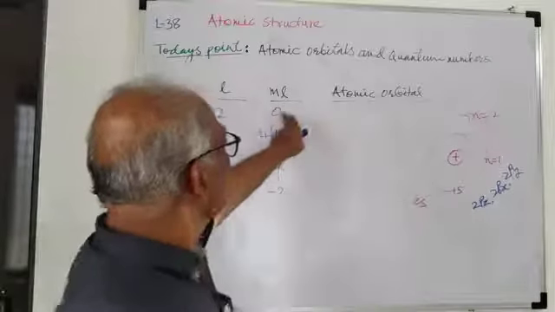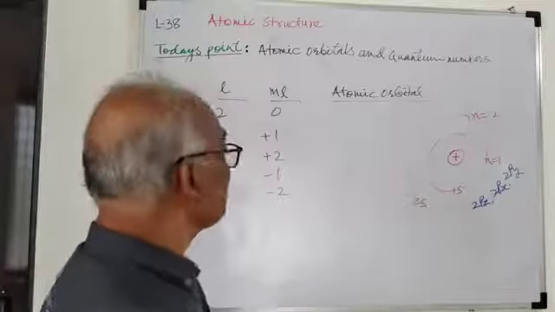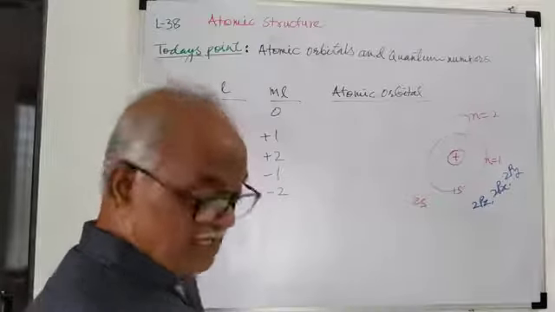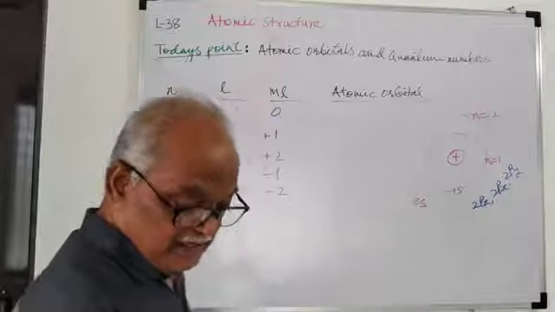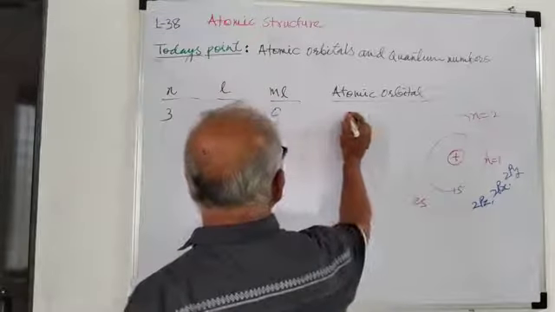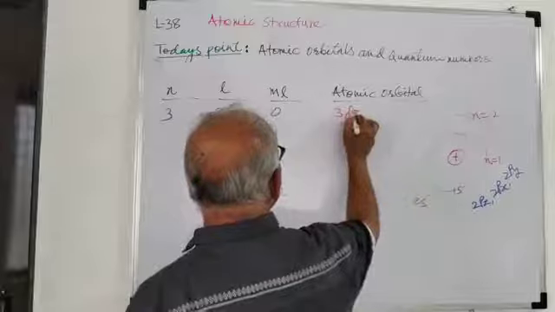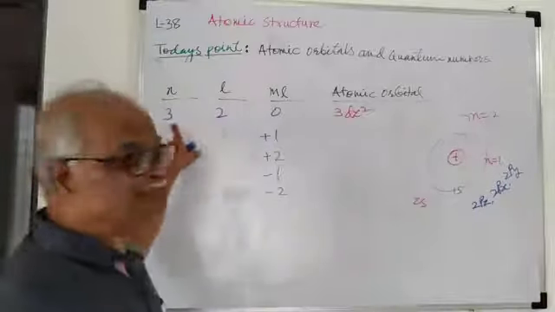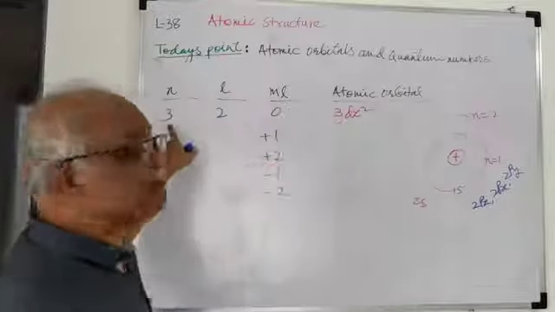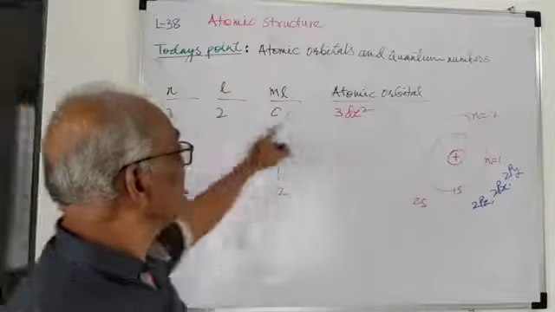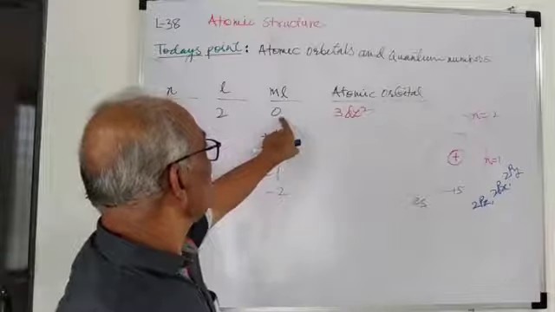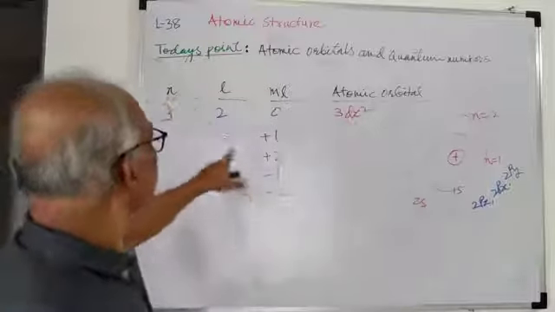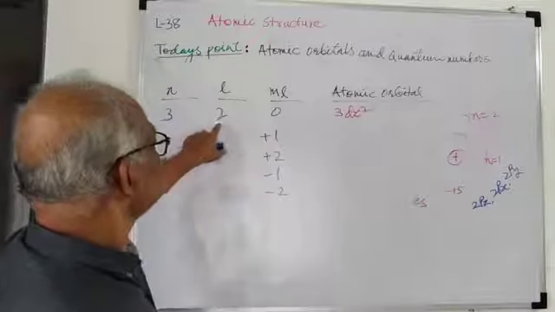So when it is 0, the atomic orbital related to this is 3dz2. This 3 is the principal quantum number. Then the 0 ml value indicates the presence of dz2 when it is a part of this l value.